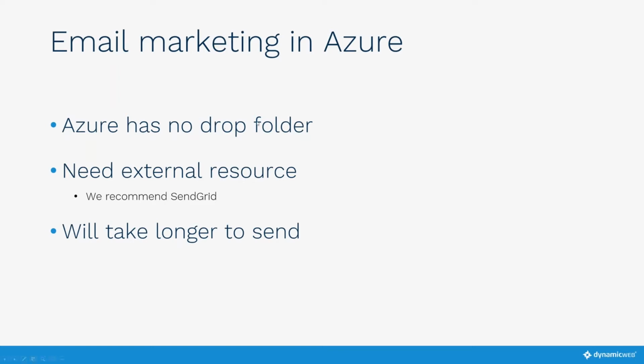But in Azure, since the drop folder is not there, we need an external resource to send out the emails. That means SendGrid needs to be configured, or some other provider for the email marketing if you're sending out a lot of emails. Otherwise, you will run into very slow delivery of emails. Even though you're using SendGrid, it will take longer to send. If you don't use SendGrid, but just a regular SMTP, it will be very slow. So you will not be able to send out a lot of email marketing out of this.